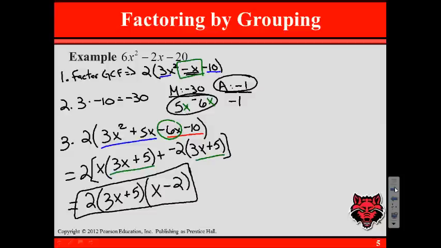Remember, if you want to check your answer and the result has a greatest common factor out front, distribute that into the first set of parentheses and then FOIL.